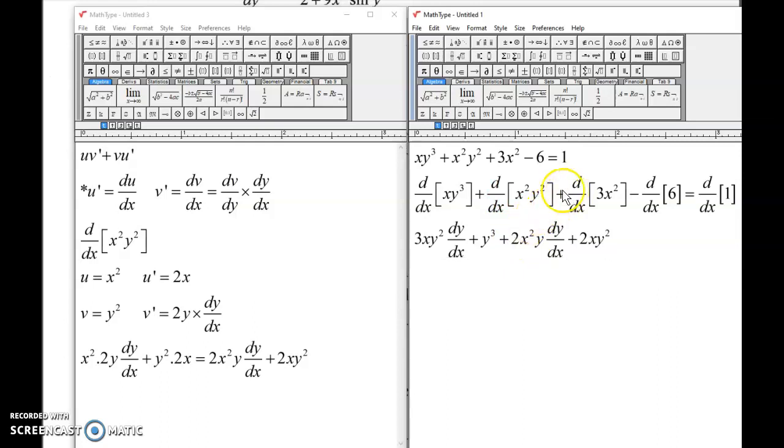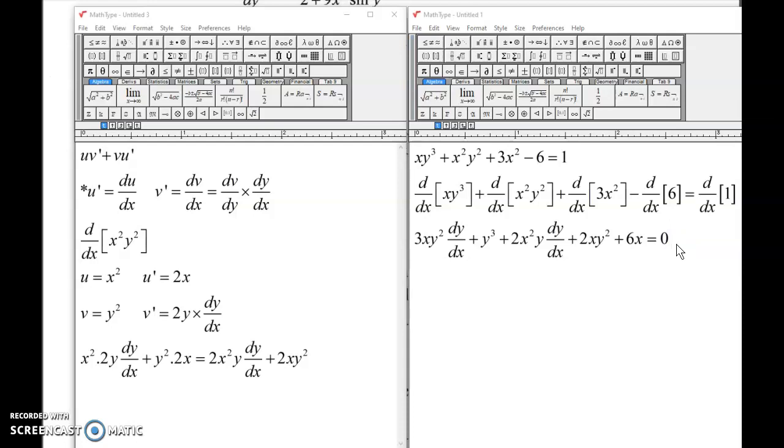And the next one is this. What is the derivative of 3x squared? This is direct, so we just differentiate it. We get 6x. And then for this one, this is a constant, so you will get 0. And this is also 0, so we eliminate it. And for this one, this is also equal to 0.